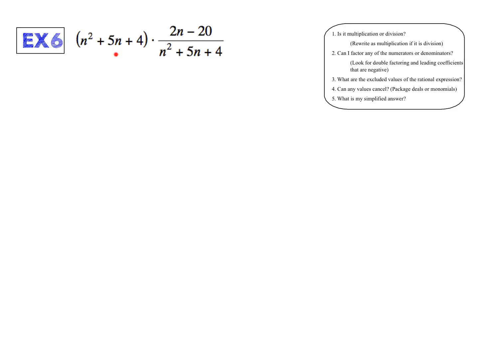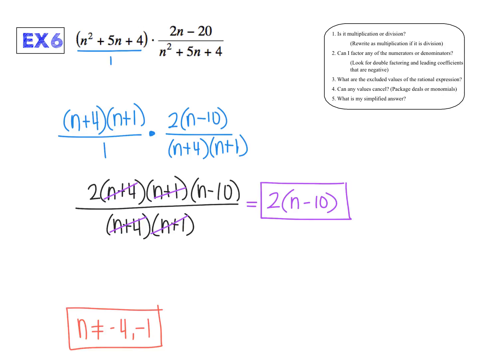Now keep in mind, this is like a whole number. So think about how I can write a whole number as a fraction. All right, so hopefully you are able to get that the final answer is 2 times n minus 10. And n cannot be negative 4 or negative 1. So go ahead and look over my work if you didn't get that. Identify your mistake. If you still have questions, make sure you write that down.